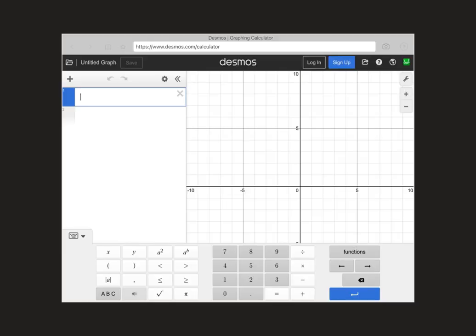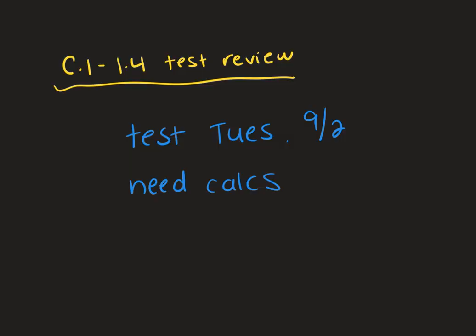Would be Desmos. Desmos is a great way to tweak your numbers and see what's happening. If you don't understand what's happening with your narrow, wide, or stretch and that kind of stuff, come in here and mess around with your X and Y and put a number in, it's going to change the graph for you.